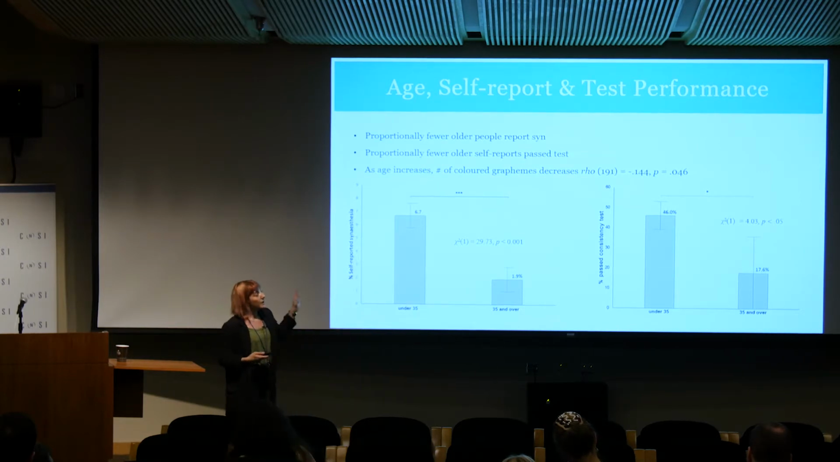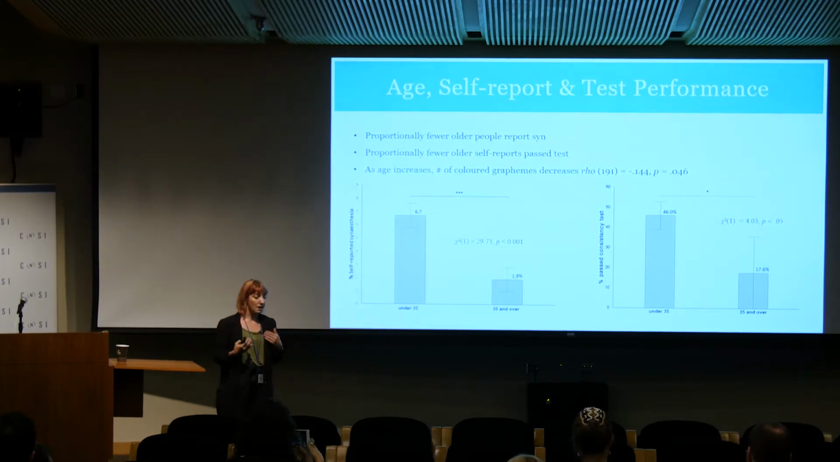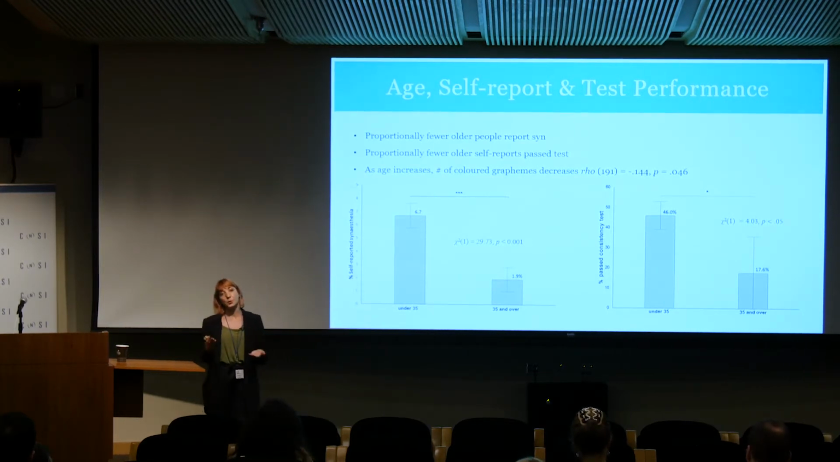And we also replicated Meyer et al.'s finding of a smaller bandwidth as age increases. So we found a negative correlation between the number of graphemes that you report any color to, whether consistent or not, and age.